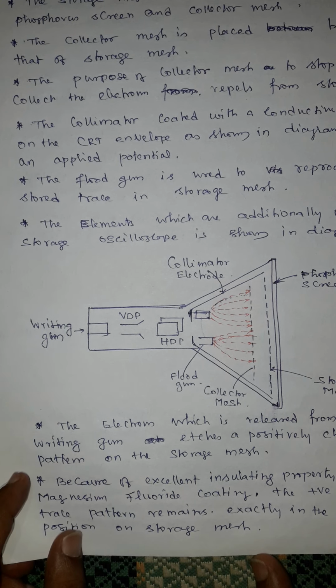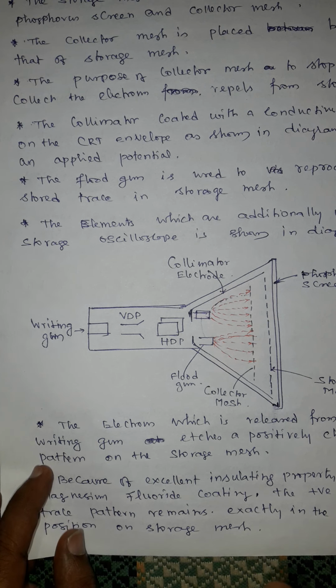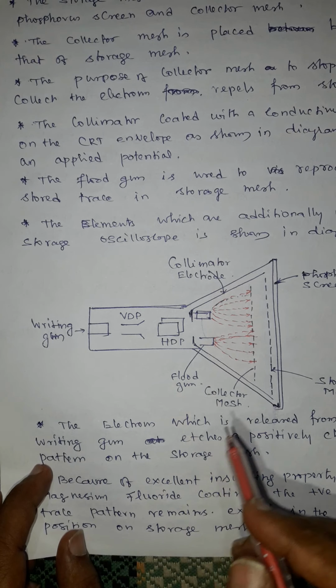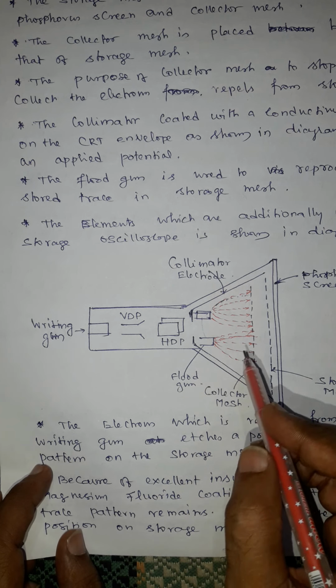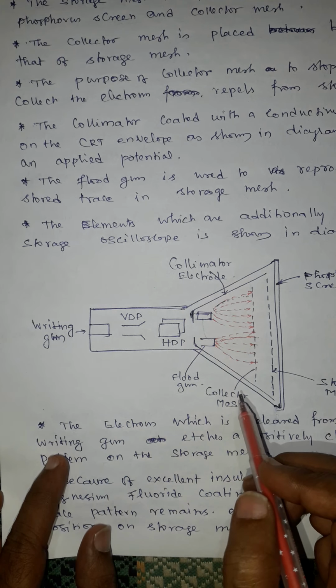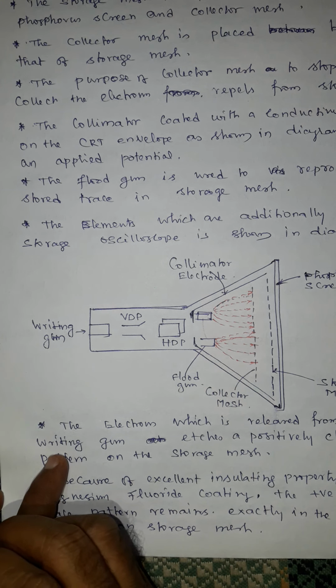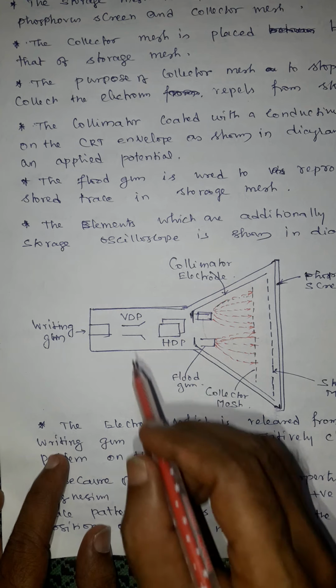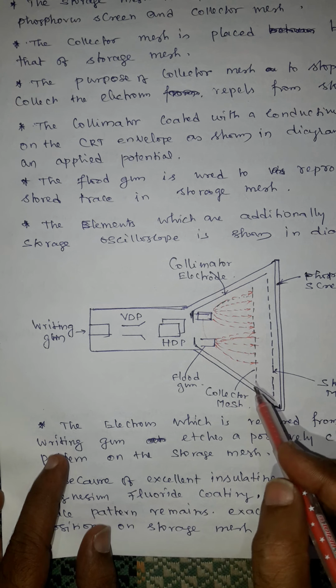But in olden days there was no digital technique. At that time storage oscilloscopes were used. Here in this storage oscilloscope some additional elements are included with a conventional oscilloscope. Then it is called a storage oscilloscope.